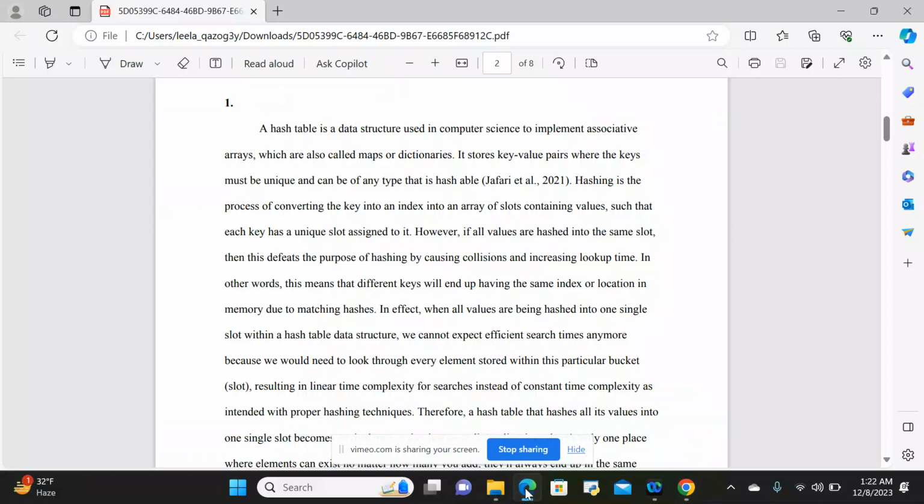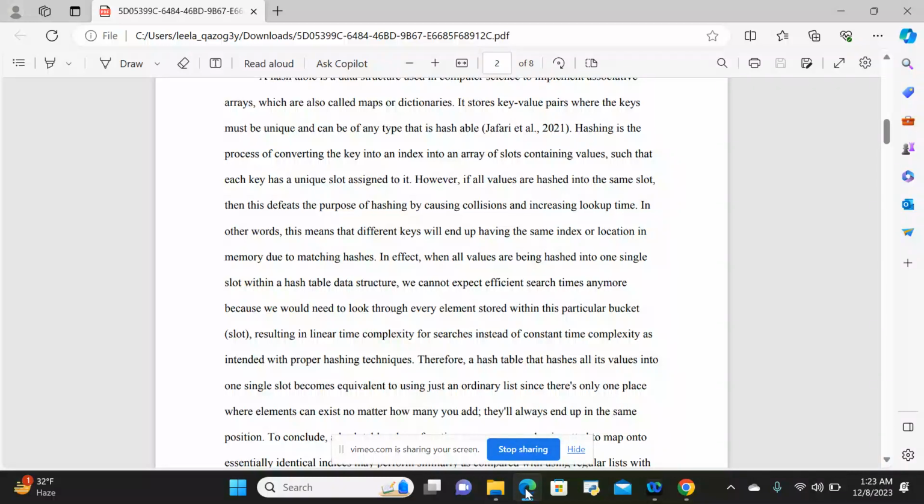A hash table is a data structure used in computer science to implement associative arrays, which are also called maps or dictionaries. It stores key-value pairs where the key must be unique and can be of any type. Hashing is the process of converting the key into an index into an array of slots, such that each key has a unique slot assigned to it.